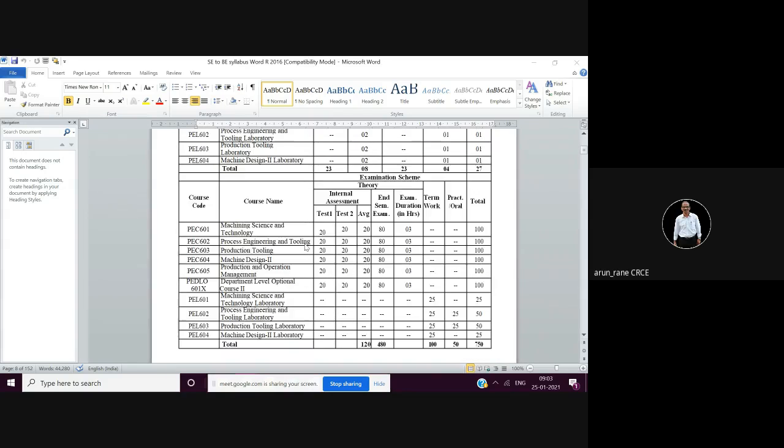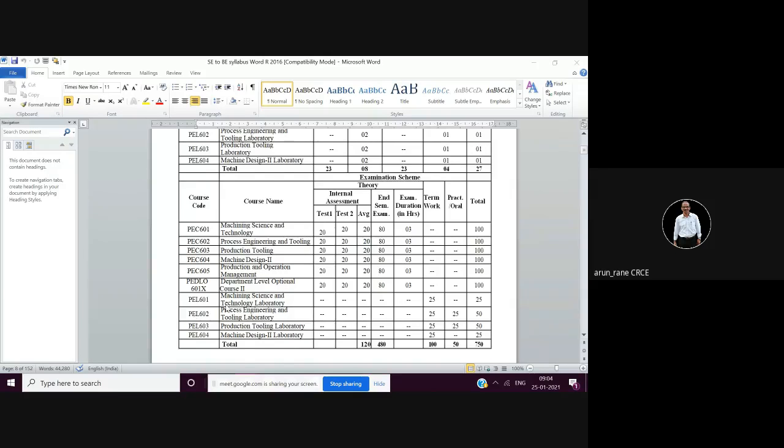Now coming to the marking scheme. So we'll be giving 2 tests, that is test 1 and test 2. And it is not best of 2, but it will be average, which you know. Then end semester examination, that is 80 marks. So 80 plus 20, that is 100.